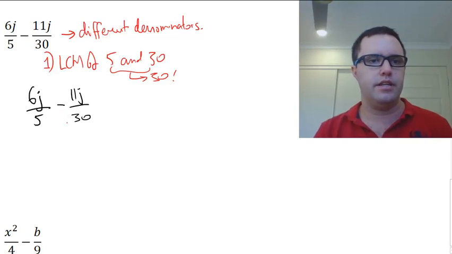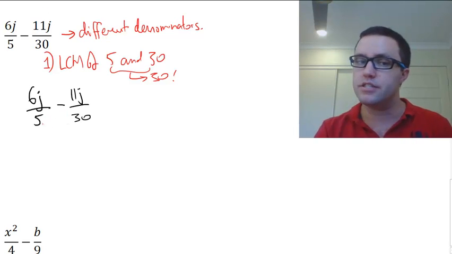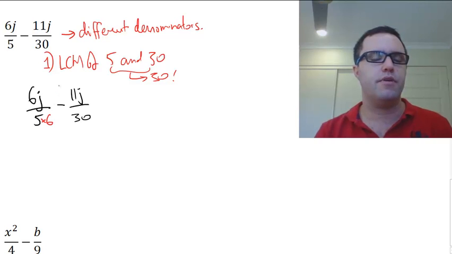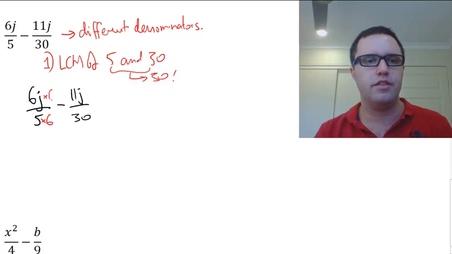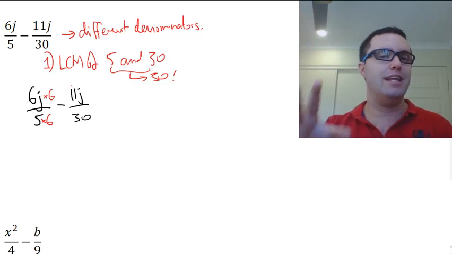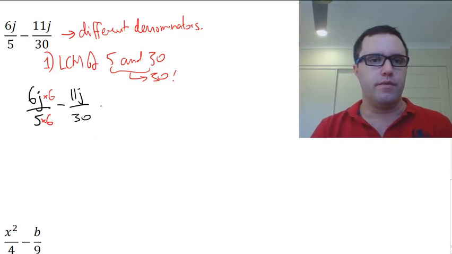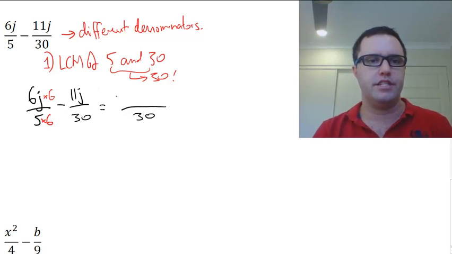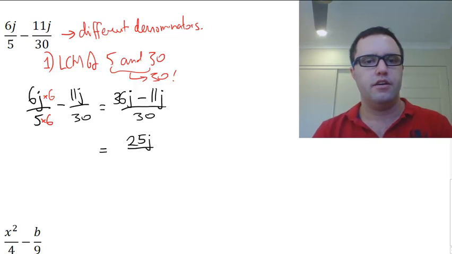So we only need to, so 5 times 6 is 30. So we're going to multiply this by 6, and then we also need to multiply the numerator by 6. Because remember, that's how you create equivalent fractions. Multiply numerator and denominator by the same number. Right, we'll rewrite it. So we have our new denominator of 30. And I have 6 times 6 is 36j minus 11j. 36 take 11 is 25, so I have 25j over 30.